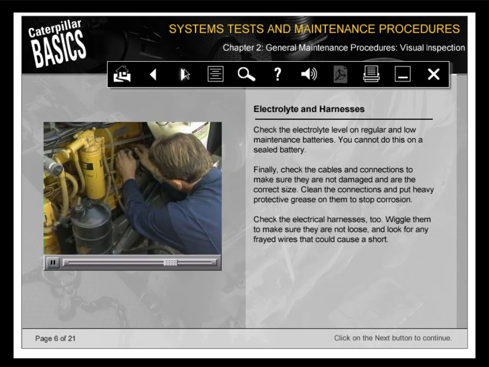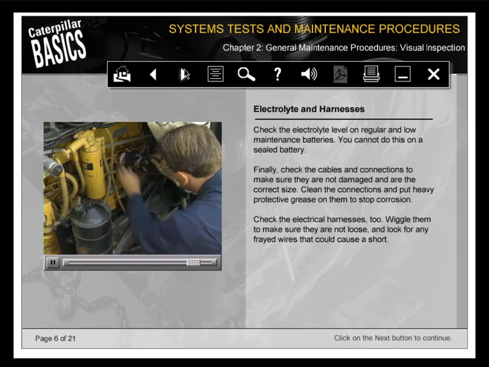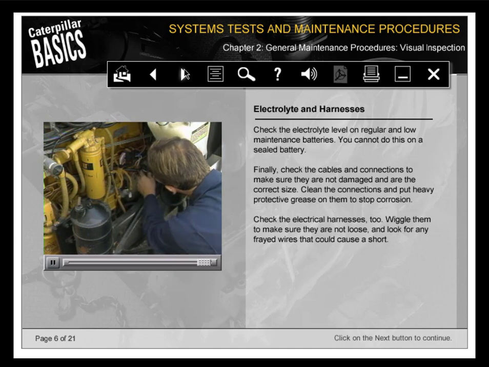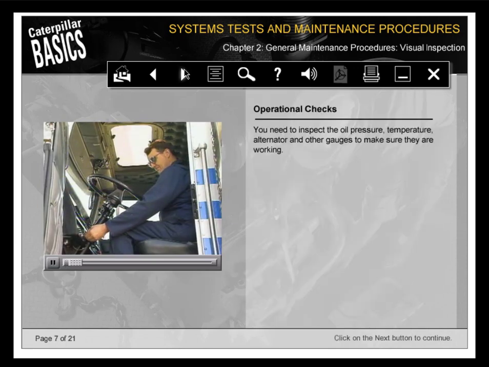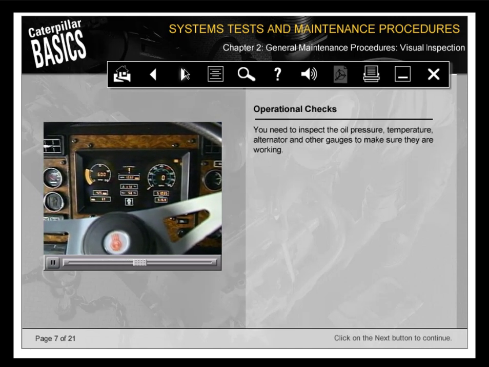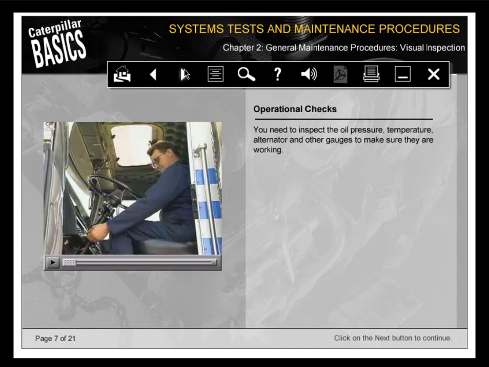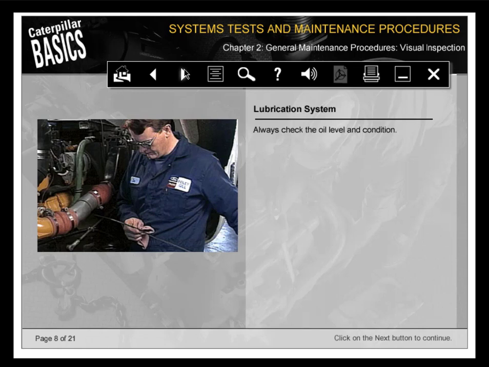Check the electrical harnesses too. Wiggle them to make sure they're not loose, and look for any frayed wires that could cause a short. You need to inspect the oil pressure, temperature, alternator, and other gauges to make sure they're working. Always check the oil level and condition.